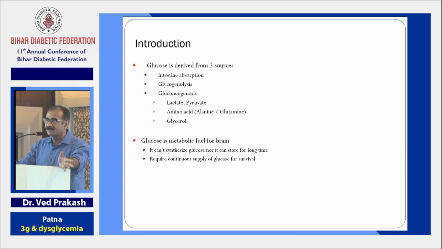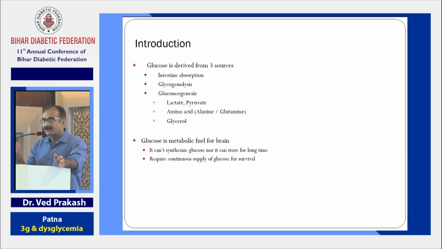Besides this exogenous source, there is also endogenous production of glucose inside the body, and the processes for this endogenous glucose production are mainly glycogenolysis and gluconeogenesis. Glycogenolysis means breakdown of glycogen into glucose, and gluconeogenesis means synthesis of glucose from non-carbohydrate sources, mainly from lactate, pyruvate, and amino acids like alanine, glutamine, and also from glycerol.